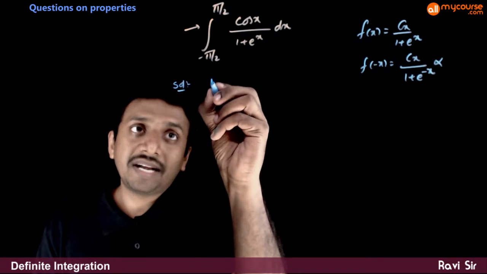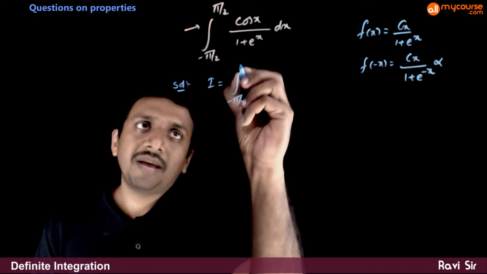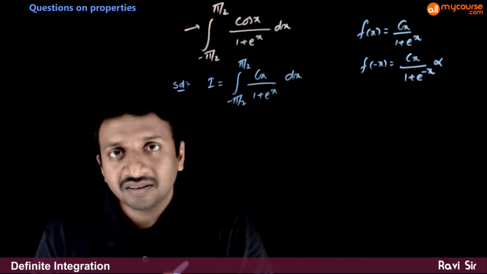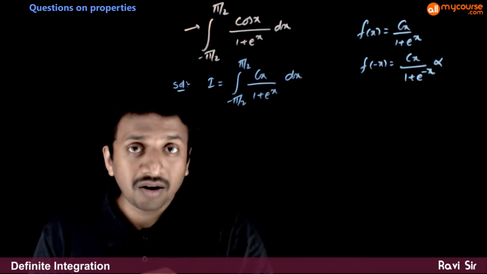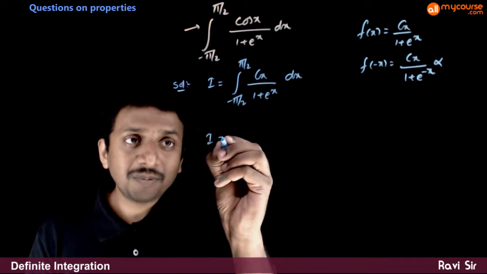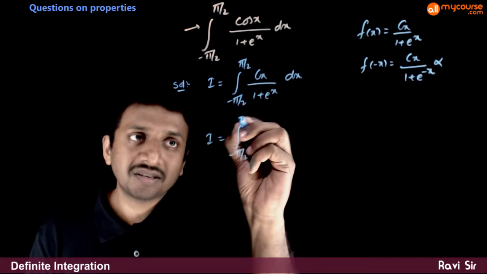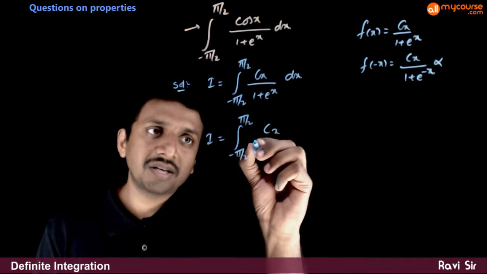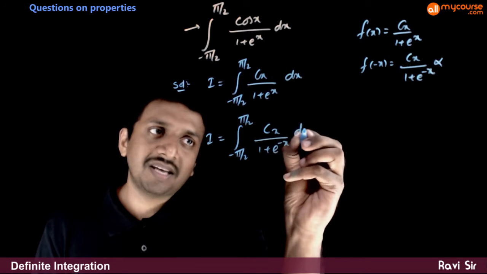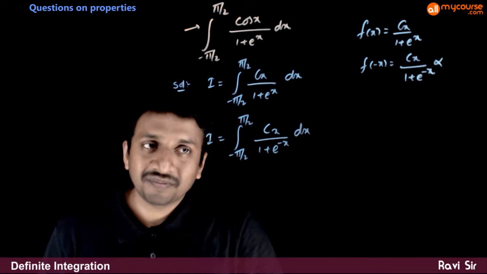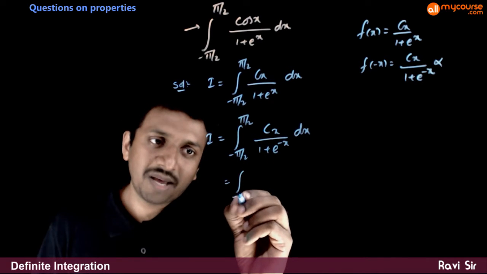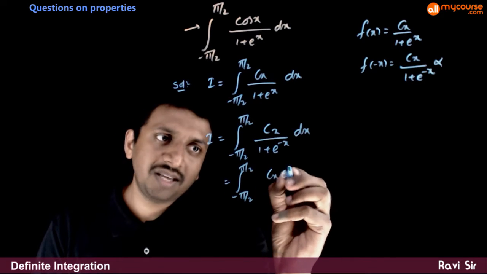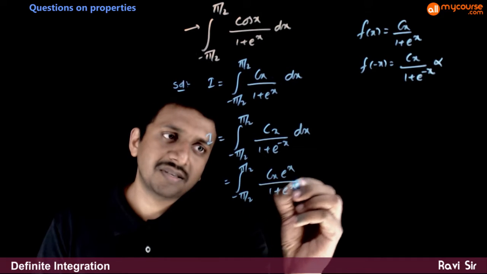So what do you do? Let I be equal to integration minus pi by 2 to pi by 2 of cos x by 1 plus e power x dx. If the function is neither even nor odd, we substitute minus x in the place of x, and the value of the integral does not change. I is also equal to cos of minus x, which is cos x, by 1 plus e power minus x dx. If you simplify this by taking e power minus x as 1 by e power x, you get integration minus pi by 2 to pi by 2 of cos x e power x by 1 plus e power x dx.